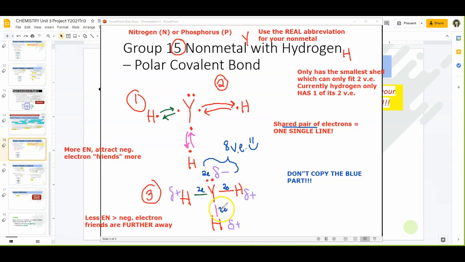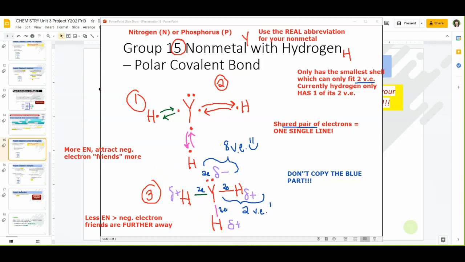Now, same thing with each hydrogen. Each hydrogen believes that it owns all 2 electrons in this bond between the nonmetal and the hydrogen. So this hydrogen believes it owns all 2 here. So it thinks it has 2 valence electrons, which remember back here that the smallest shell for hydrogen can only fit 2 valence electrons. And again, that kind of breaks the octet rule just because it's not 8. The smallest shell can only fit 2. But in this case, this does mean that its valence shell is full and therefore is happy. That's also true for these other hydrogens here.